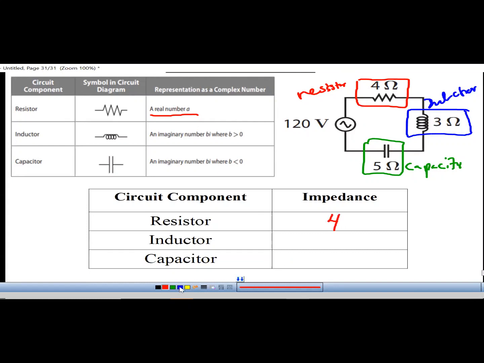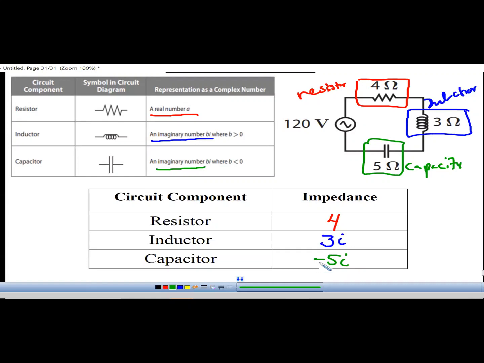All right, next I'm going to go with the inductor. Inductor is 3 ohms, and it says it's represented with an imaginary number, and B has to be greater than 0, which is positive. So if it's 3 ohms, then I write 3i. Capacitor. The capacitor, its impedance is 5 ohms, but it says here that to translate it, it becomes an imaginary number, B less than 0, which means it's a negative. So if it's 5 ohms, I would write what? 5i, and it's a negative.